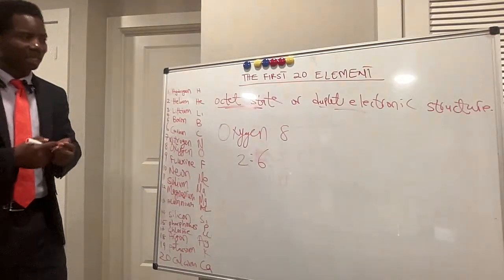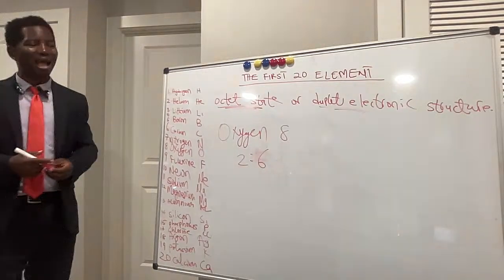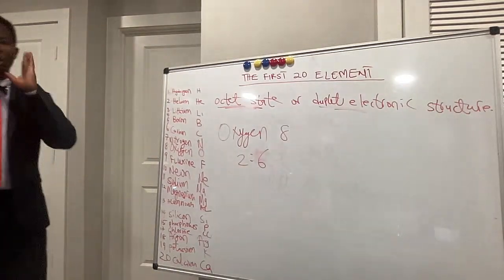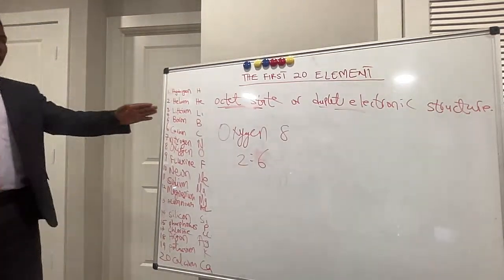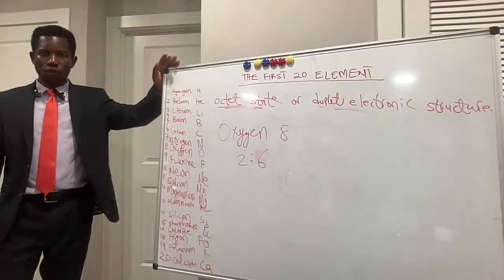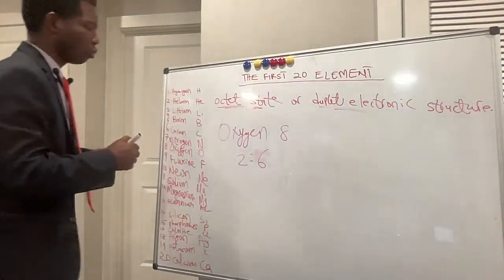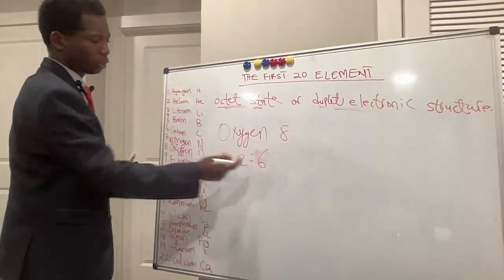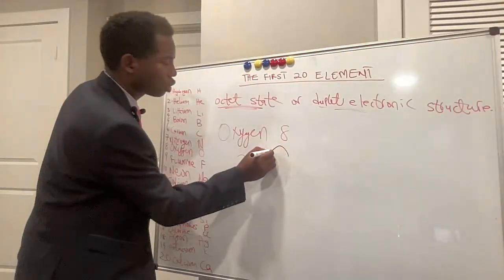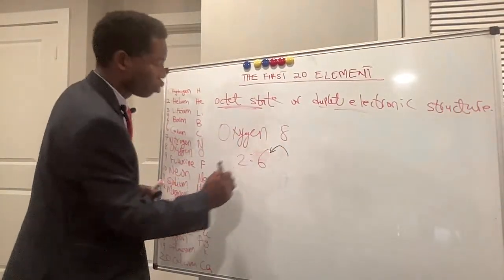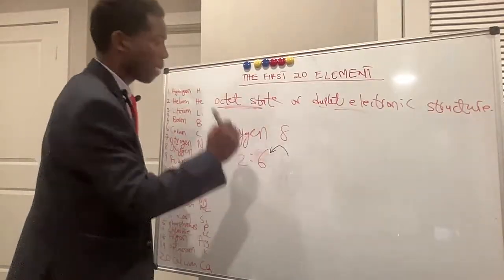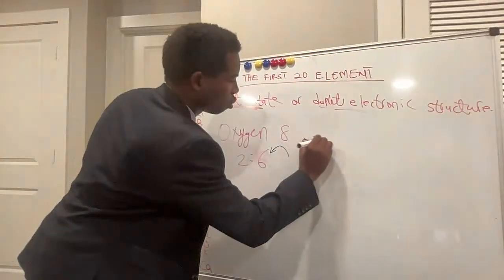An octet state is a state whereby an element has exactly 8 electrons or 2 electrons, just like in the case of neon. So oxygen is going to gain 2 electrons. Oxygen will be negative 2. That is why you see O2-.